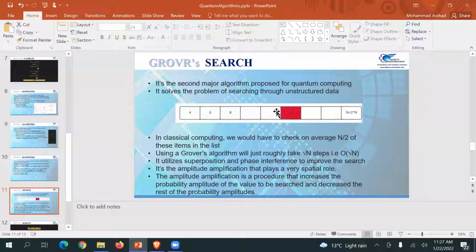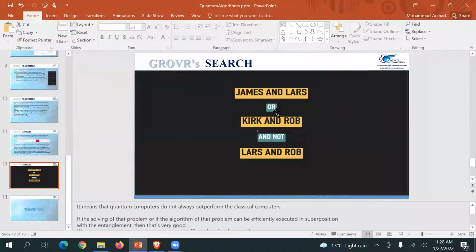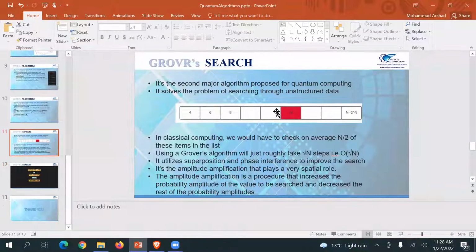Think of this, if it is a very, very huge database, it would be very difficult to find a record out of billions of records in a table. So in order to optimize this, we use Grover's algorithm. Grover's algorithm works on a kind of reflection circuit, and we reduce the whole complexity of the algorithm to big O of square root of n. And it utilizes superposition and phase interference.